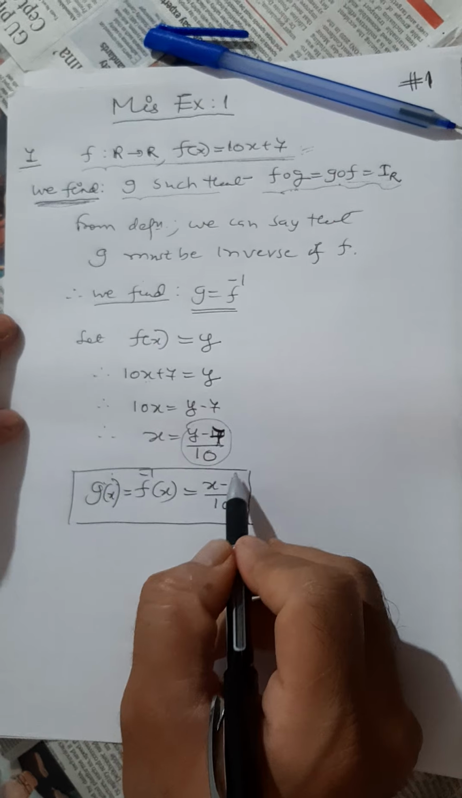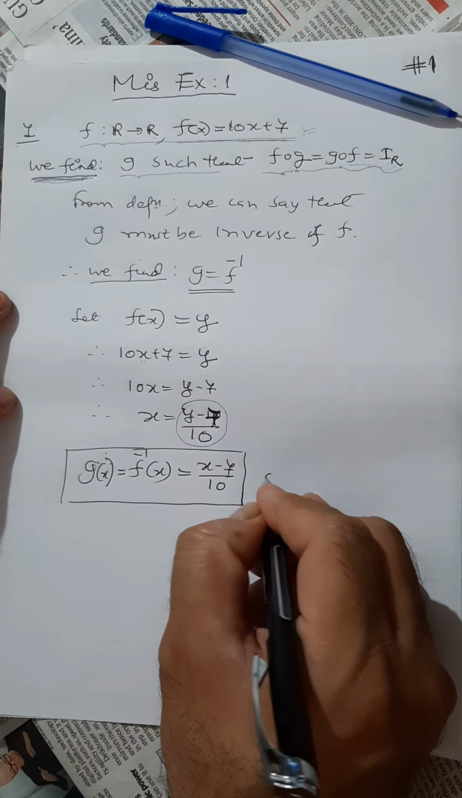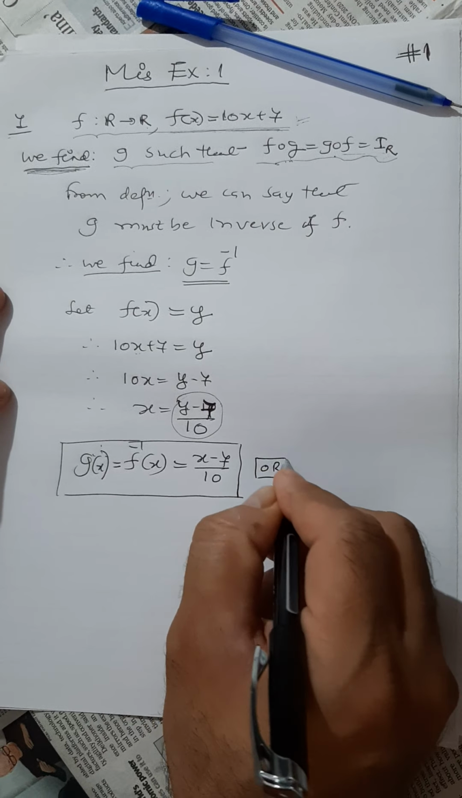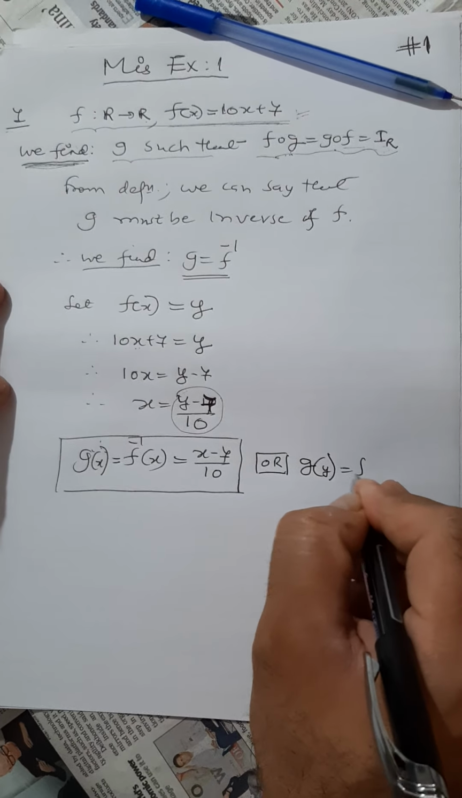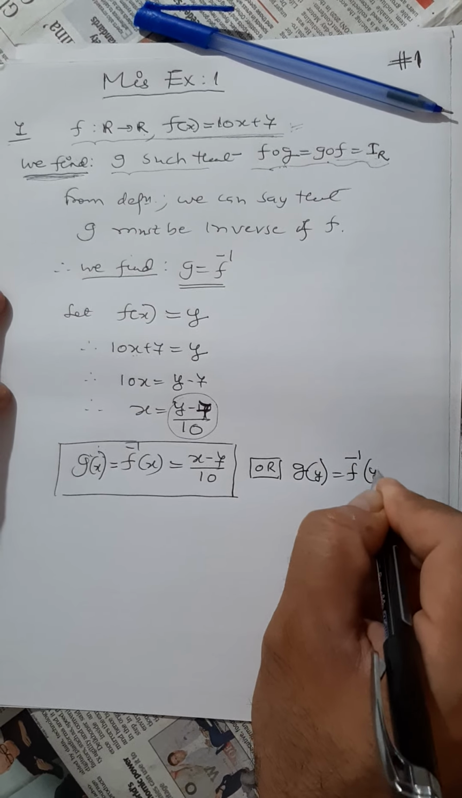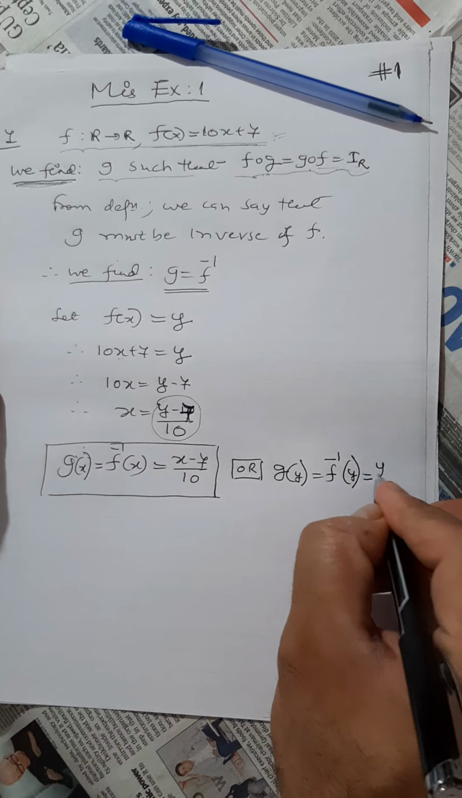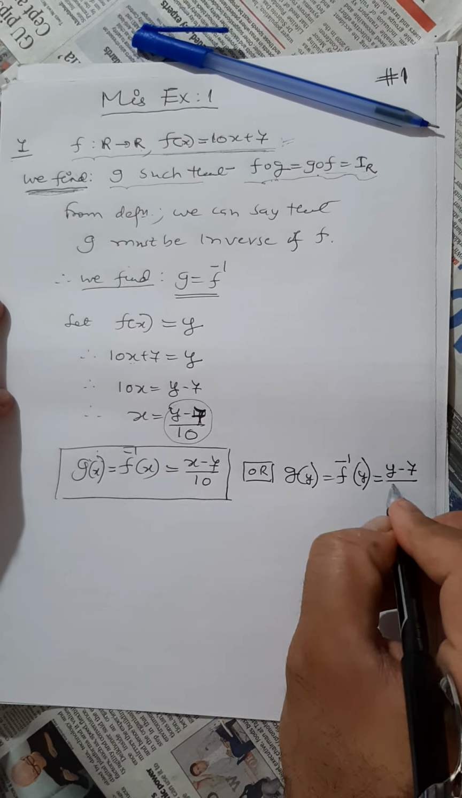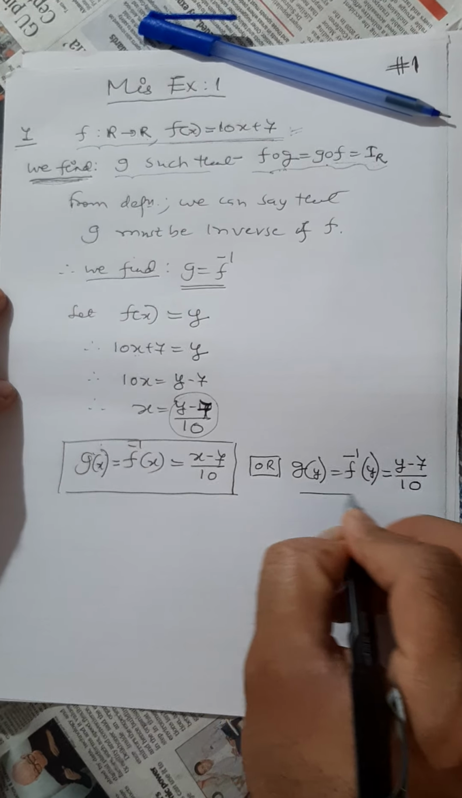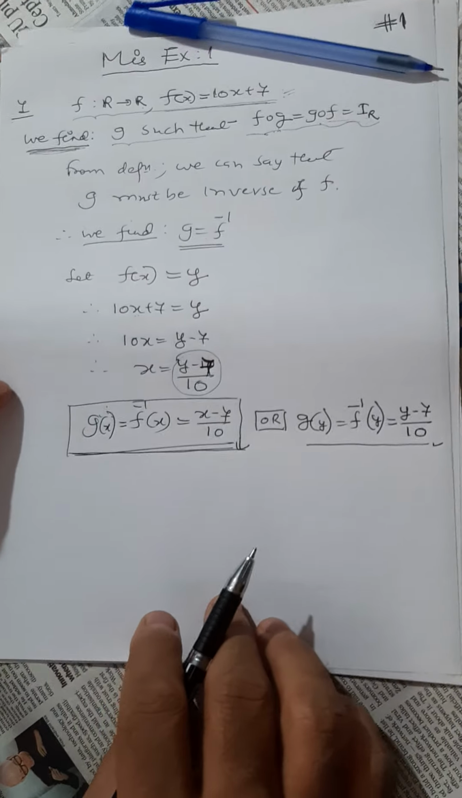This is in the form of y. Here I wrote it in the form of x. You can write it in the form of y also, like this: g(y) equals f inverse of y equals (y minus 7) by 10. Whichever you write, whether you write this or this, both are correct, remember.